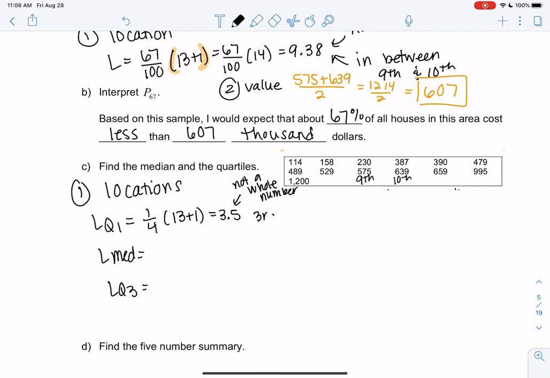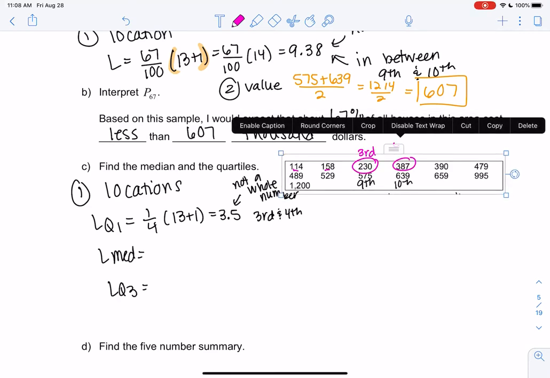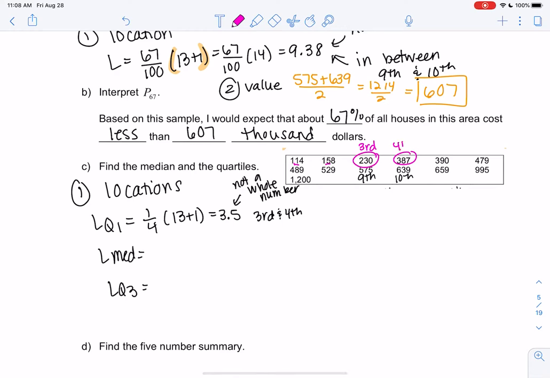So let's do this. 1, 2, 3, 4. To find Q1, I'm going to go ahead and add those two numbers. So step one was to find the location, two is finding the values. The formula only tells us where on the list. So 230 plus 387 over 2. So it's the average, right? We're dividing by 2 because we're averaging two numbers. And I got 308.5.